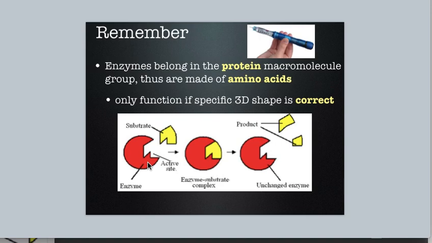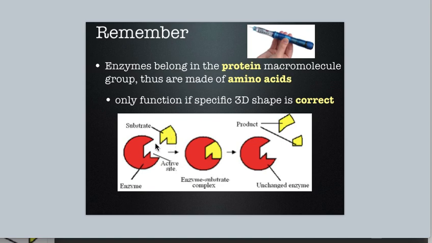Now, people who have insulin-dependent diabetes, their enzyme, it's not right. So they have to inject it. That's why they inject themselves with insulin. There's a problem with the shape. So it doesn't work right. So this is how enzymes work.